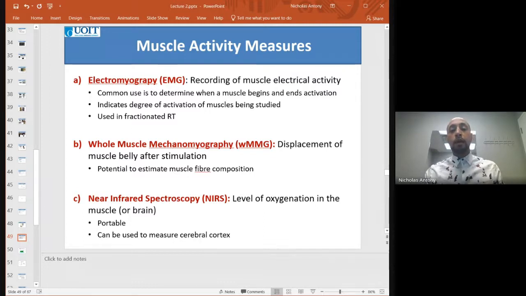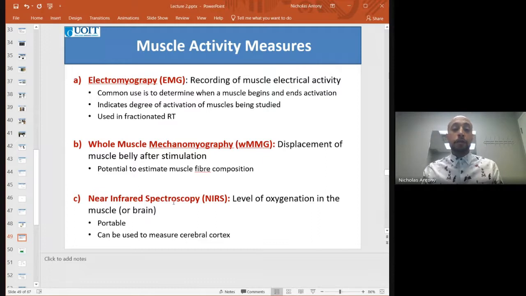Whole muscle mechanography is another type of transducer that measures sound. It is another way to look at the electrical activity of a muscle, whether or not it's being used. It's not used a lot, but it gives us an idea of using a measurement to look at different muscle fiber composition. So not only is the muscle contracting, but is it slow twitch or fast twitch, for example? That may be necessary. Remember, if you're doing plyometrics, you're trying to use and train more fast twitch. So maybe it would be important to use whole muscle mechanography.